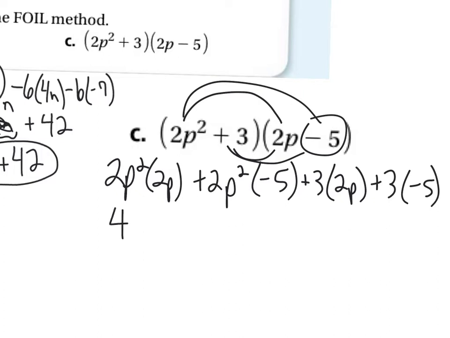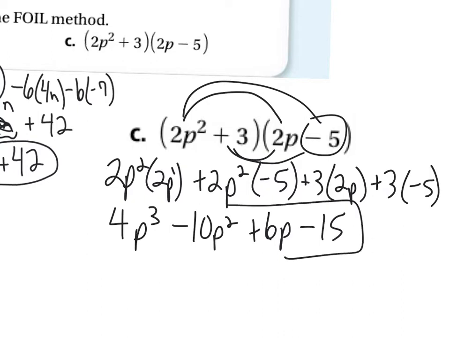2 times 2 is 4, and then p squared times p would be p cubed. And then this would be a minus 10p squared plus 6p minus 15. In this case, a little different. We actually don't have any like terms that can be combined, so this would be our final answer.